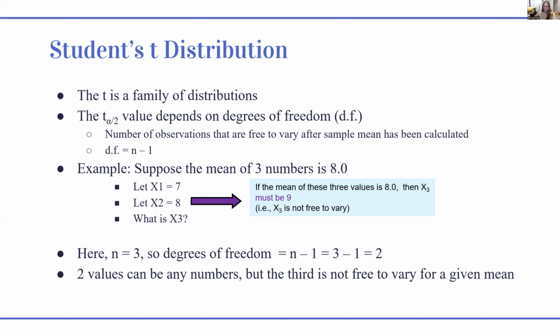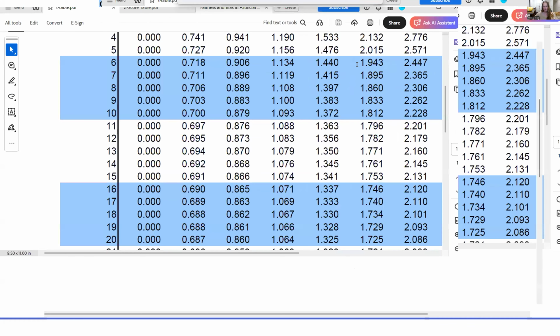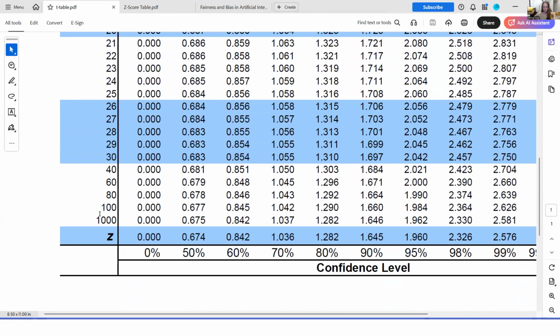So I'm going to bring this over. And the z-score is only used when you know the full population. Although when you get to 1,000 degrees of freedom, it's pretty close, right? Look how close these are.